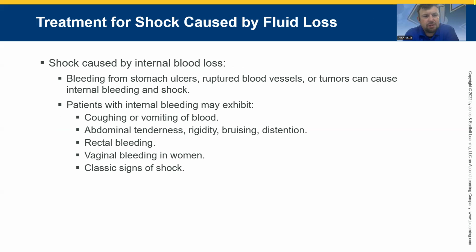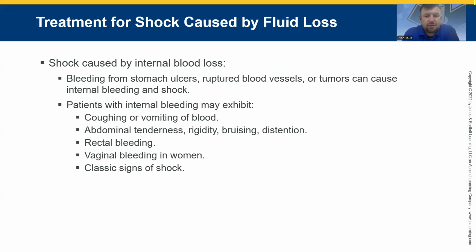Shock caused by internal blood loss. Bleeding from the stomach ulcer, ruptured blood vessels, or tumors can cause internal bleeding and shock. Patients with internal bleeding may exhibit coughing or vomiting up blood, abdominal tenderness, rigidity, bruising or distension, rectal bleeding, vaginal bleeding in women, or classic signs of shock. Doesn't matter. We're going to do our assessments just like we always do, and we're going to treat as we find them. So if we find shock, we treat for shock.